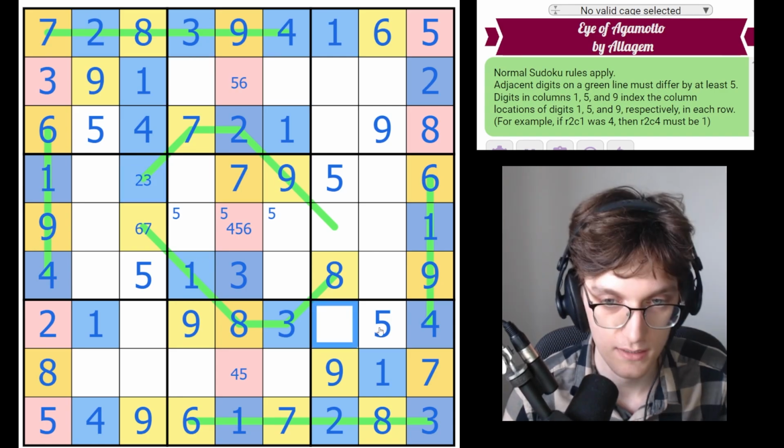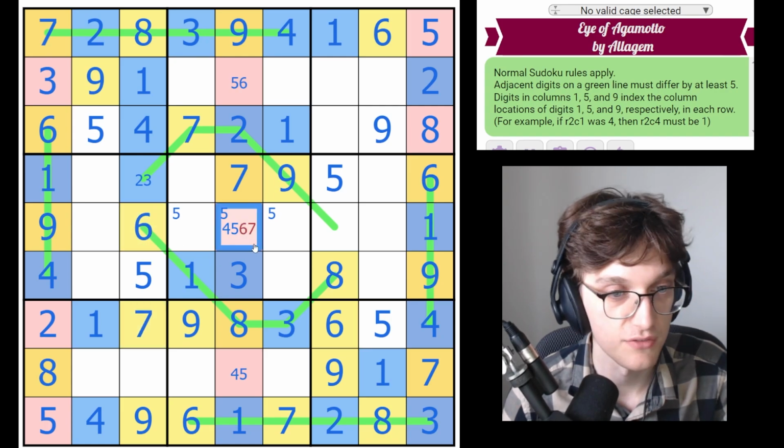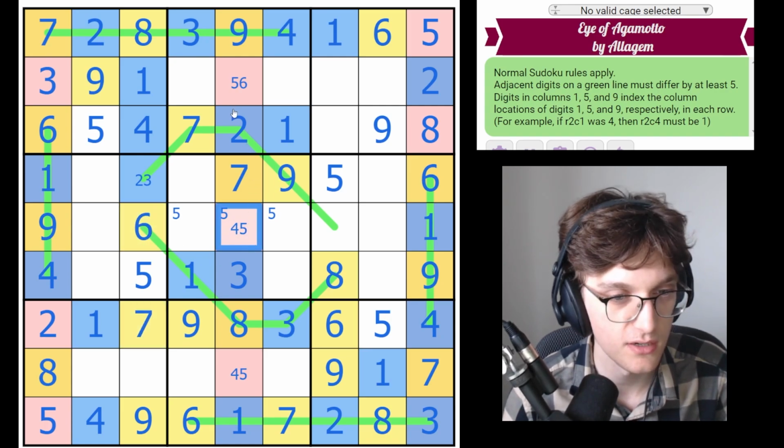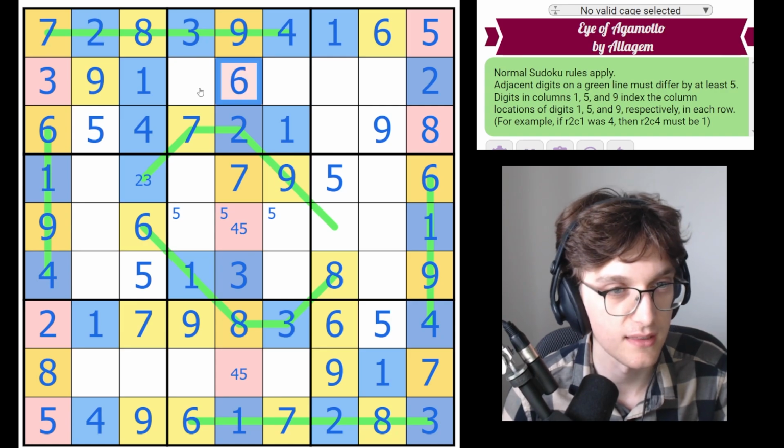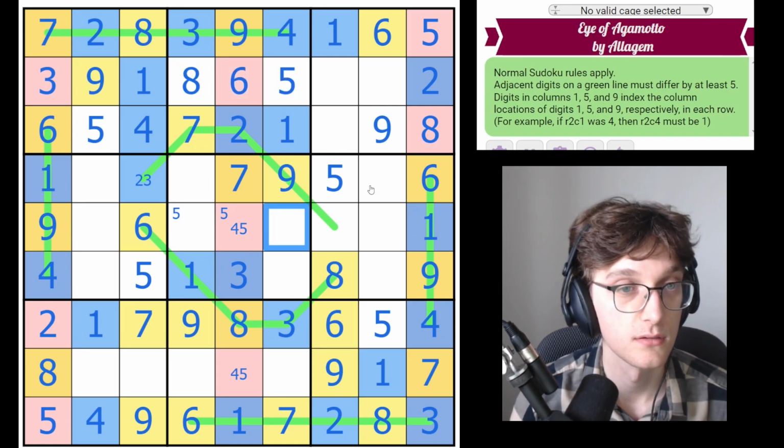This is 2 or 3. This has to be 6 now. This is 7, which forces this. Now we have a 4, 5 pair in this column, which means this has to be 6. And therefore, this is 5. One number left with 8. Holy cow. I'm solving it.